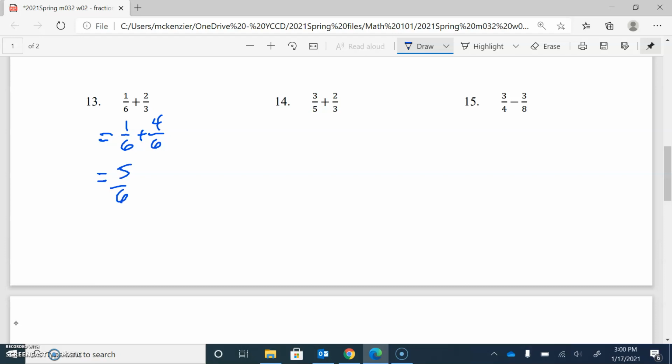For problem number 14, the LCD is going to be 15. So I'm going to write this as 9/15 by multiplying the top and bottom by 3, plus 10/15 by multiplying the top and bottom by 5 for that one, which gives us 19/15. Or if you want, 1 and 4/15.